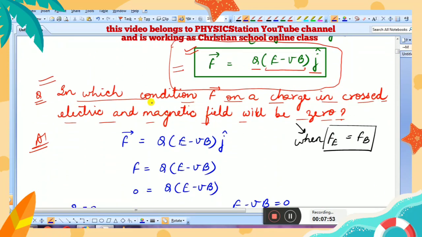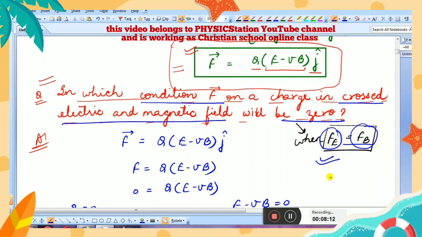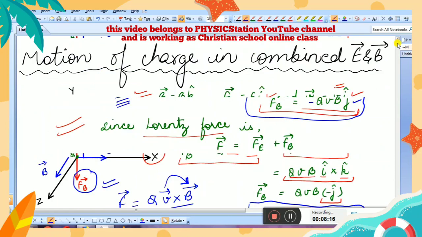So our question was, in which condition can we say that this force will be equal to 0 on a charge which is placed in crossed electric and magnetic field? That case could be when F_e will be equal to F_b, meaning magnitude of electric force will be equal to magnitude of magnetic force. Why am I saying this?